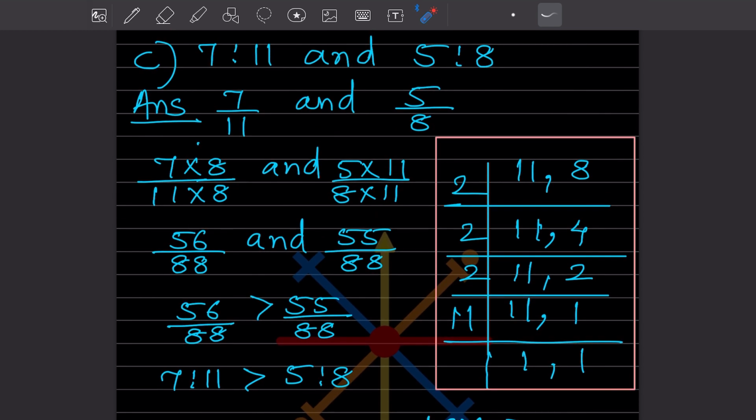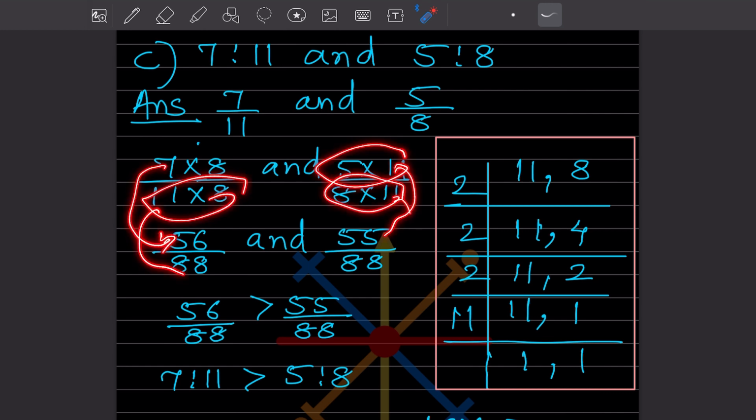So now what you can see here? 11 times 8 is 88. And here 8 times 11 is 88. So because this is 8, this also should be multiplied by 8. This is 11, this also should be multiplied by 11. 7 8s are 56, 88, 55, 88.